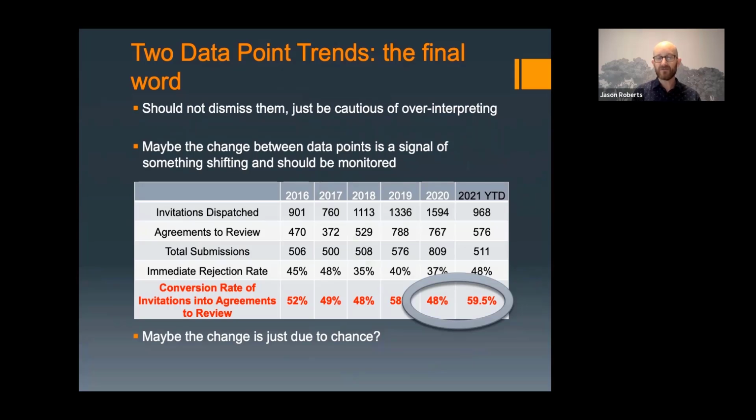So this is an actual real life example of the conversion rate of invitations into agreements to review. And like many journals, this journal had been for years, going back longer than the data presented here, seeing a decline in the number of people agreeing to review a manuscript, and it had dropped below 50% in recent years. There was a new editorial board at the start of 2021. And look at this number over here. Suddenly it leapt from 48% the previous year to 59.5% this year. So now, almost 3 in 5 invitations to review were being accepted.